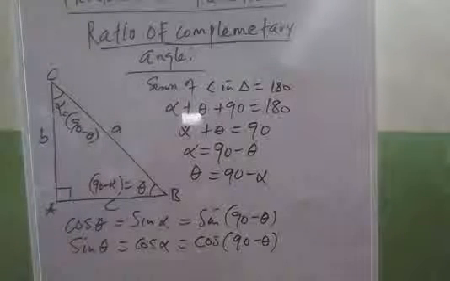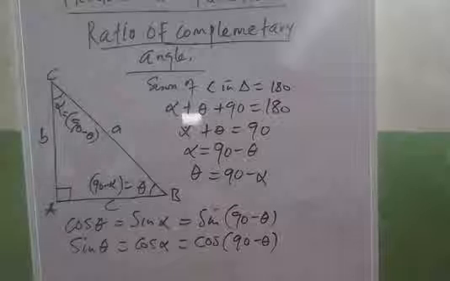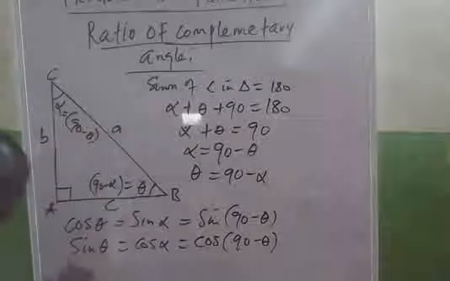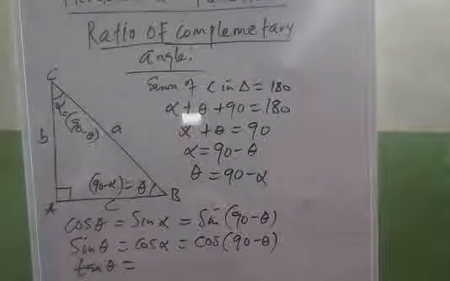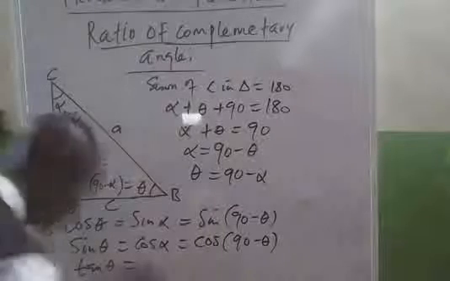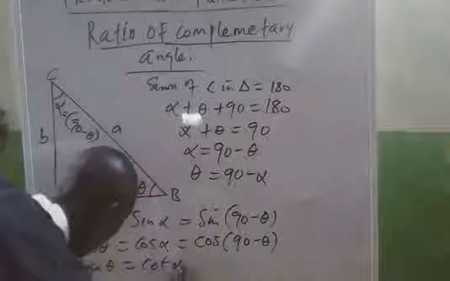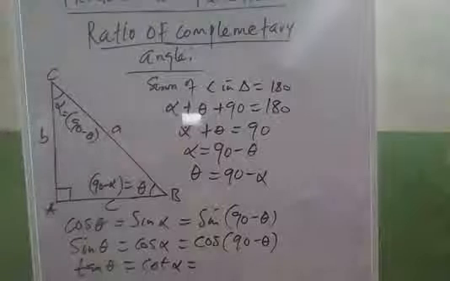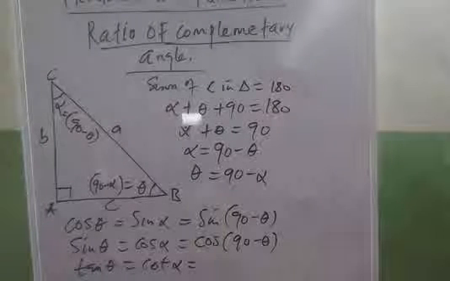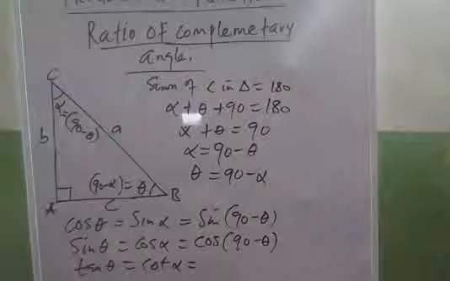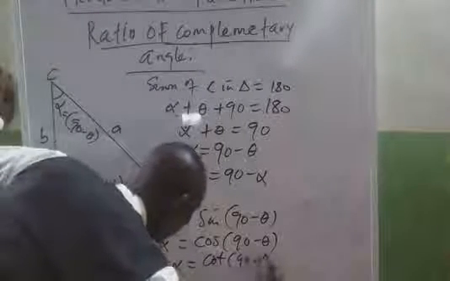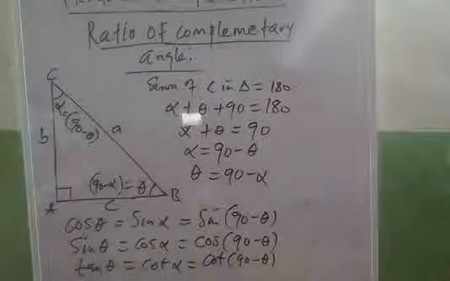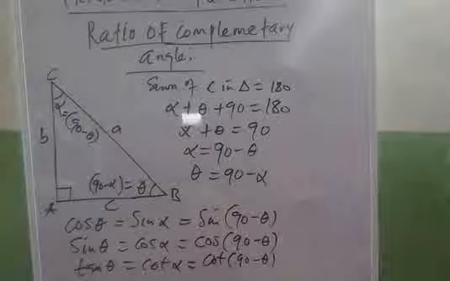Then we also have our tan theta. Tan theta is the same thing as cot alpha, and it's the same thing as cot of 90 minus theta. So this is the ratio of complementary angles.